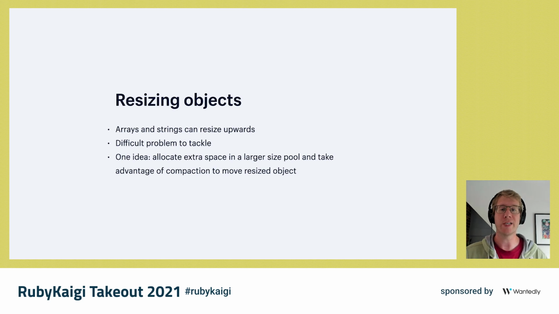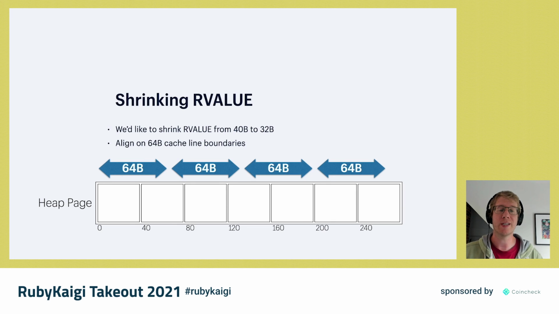We do have a few ideas on how to implement resizing support. One idea is to allocate the new data 40 bytes into a slot in a page in an appropriate size pool, and then rely on GC compaction to move the RVALUE next to its data again. In addition to this, another milestone we would eventually like to hit is to shrink the RVALUE struct itself from 40 bytes to 32 bytes.